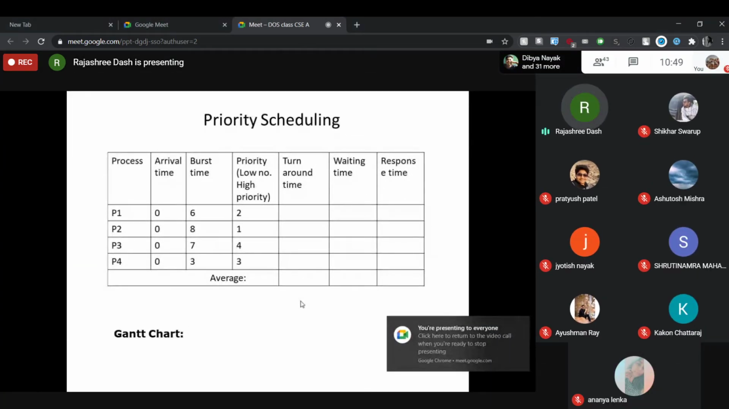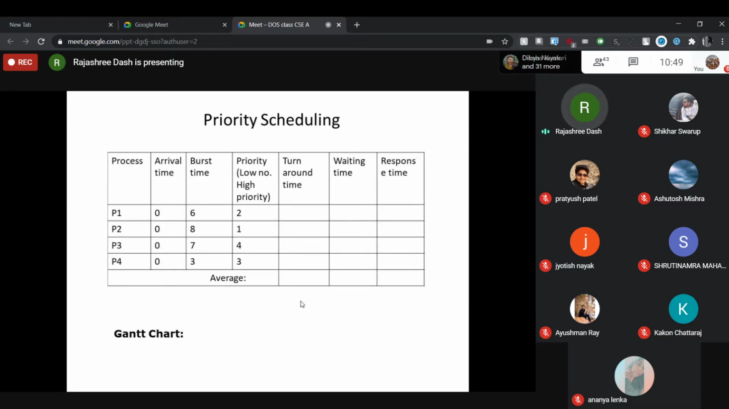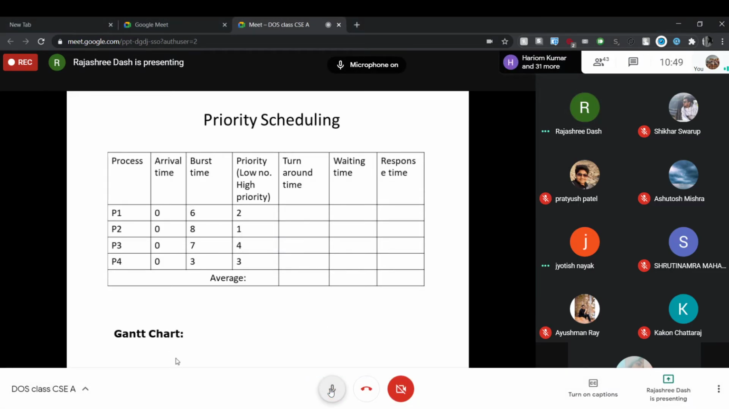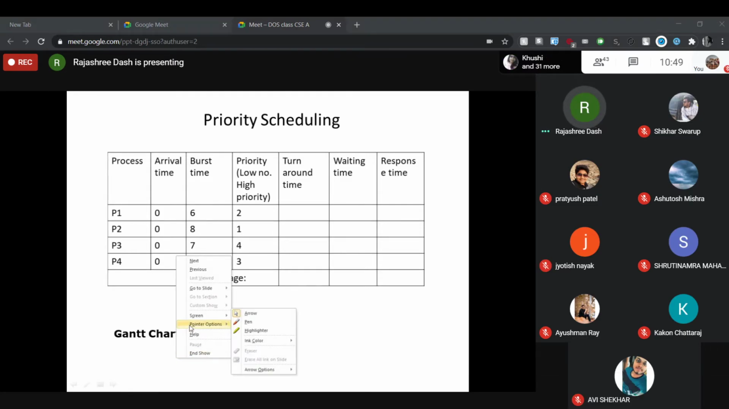Okay, so let's solve problems based on priority scheduling. Is it visible to you? Yes. So here 4 processes are given, P1, P2, P3, P4, and the arrival time of all the processes is 0. Here it was not specified whether it is preemptive or non-preemptive, because if the arrival time of all the processes is the same, then preemptive and non-preemptive both work in the same way. Both have the same result.